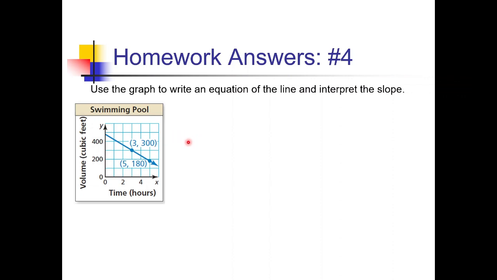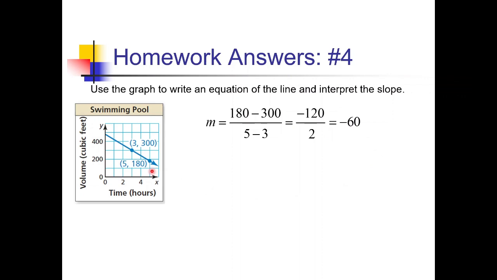In our numerator we're going to have y2 minus y1, that's 180 minus 300. Then we're going to have x2 minus x1, so 5 minus 3. That's going to be negative 120 over 2, which I can then reduce to negative 60.